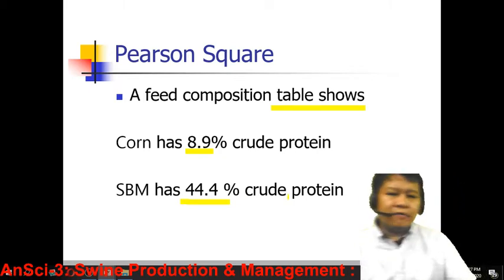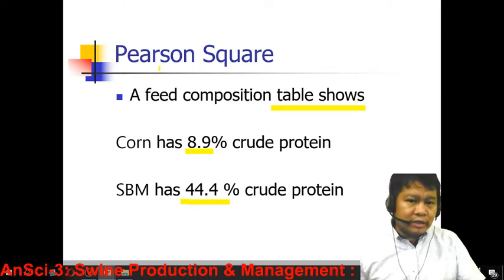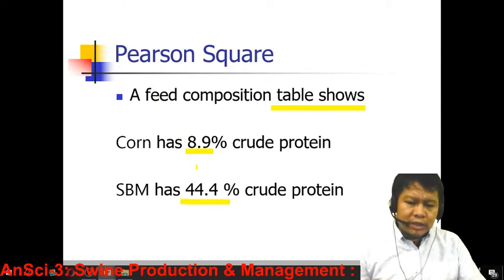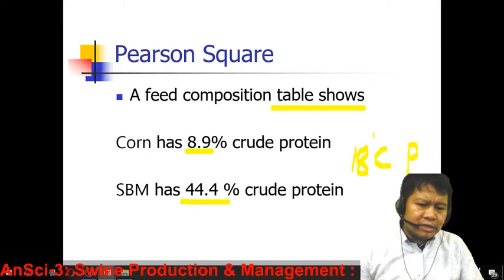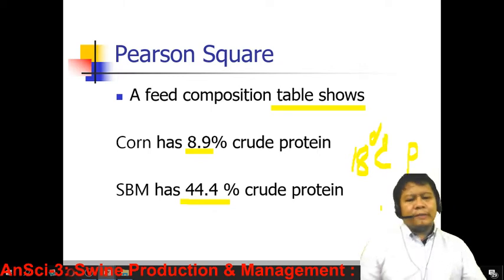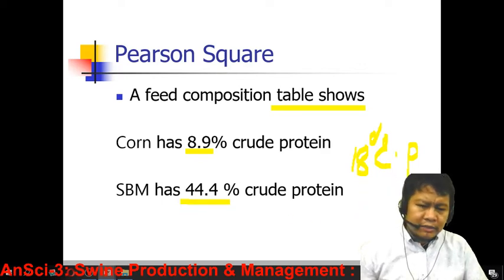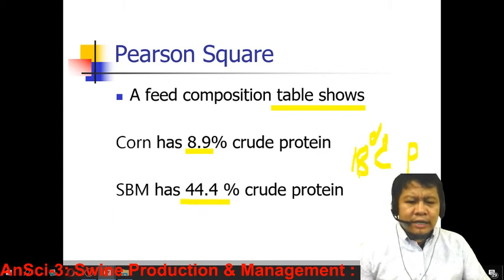So let me add now another point for Pearson square. One of the assumptions of the Pearson square, we have mentioned earlier, is that it only needs two ingredients. But let me add that one of those ingredients must have a crude protein higher than the needed requirement. So in our example for this problem, the CP we need is 18%. Take note that soybean meal's crude protein is higher than 18%. While on the corn, try to look at this, its crude protein is less than 18%.